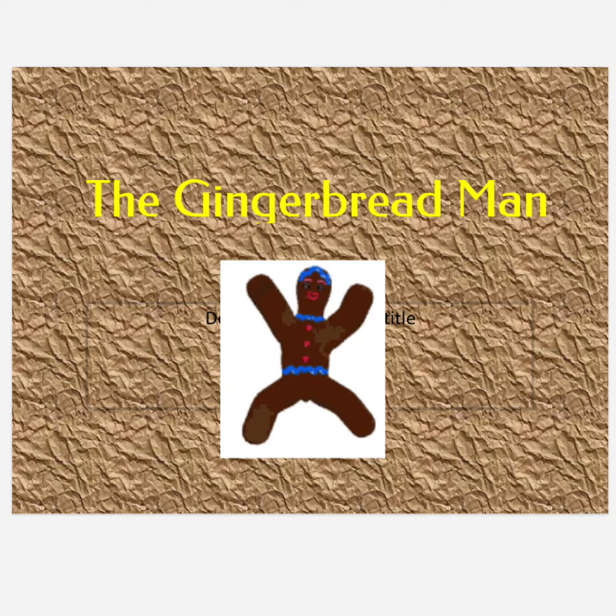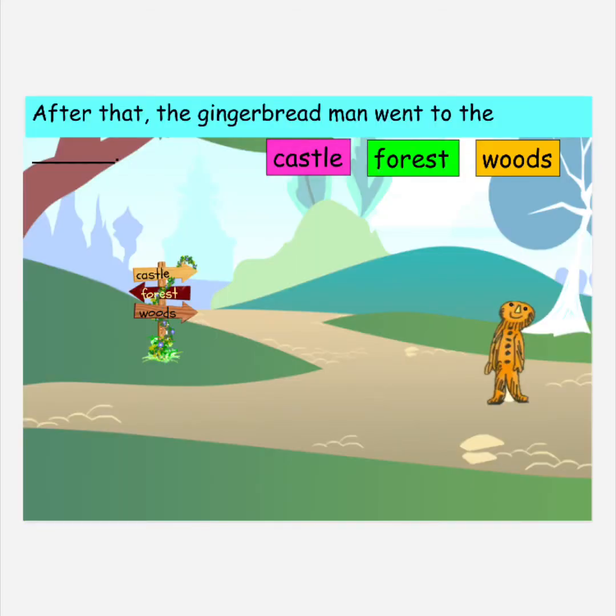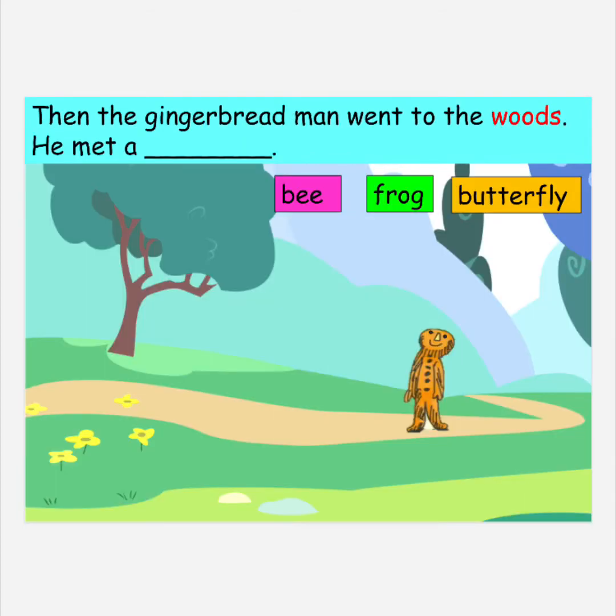In order to exemplify creative story endings for students, we have made an interactive e-book, The Gingerbread Man, with different endings. Throughout the story, students are encouraged to make different options for the gingerbread man. For example, they can take the gingerbread man to different places. At a different place, the gingerbread man may meet a new character. It can be a princess, a dragon, a bee, a frog, or a butterfly in the woods.